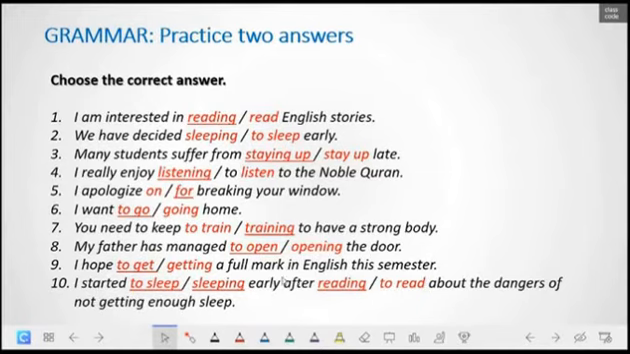And then early, after. After is a preposition. So you need to follow it with the gerund for.